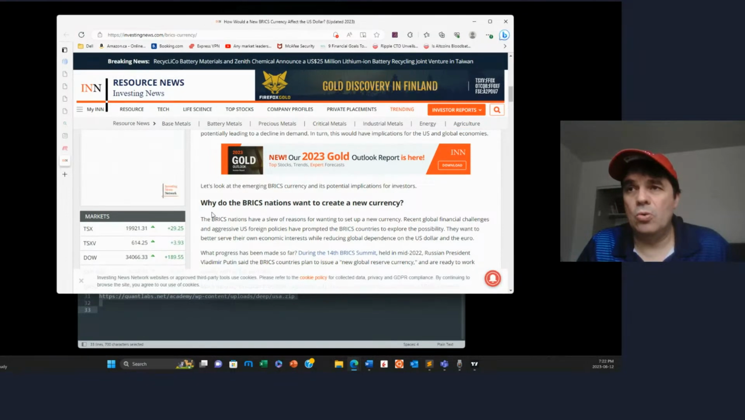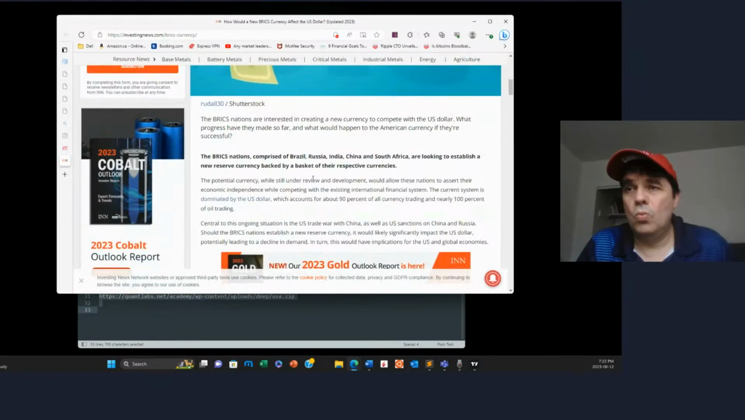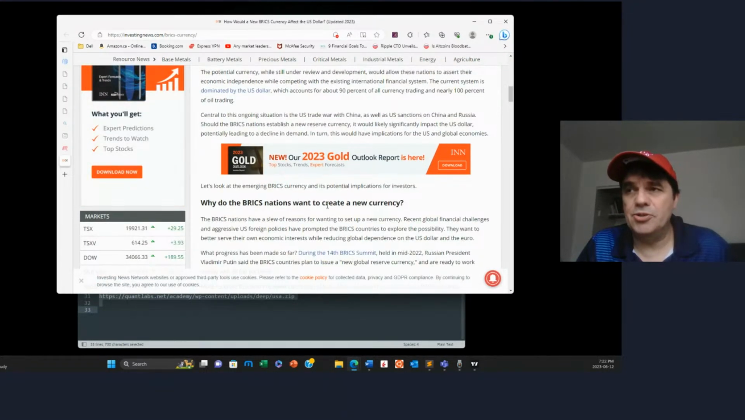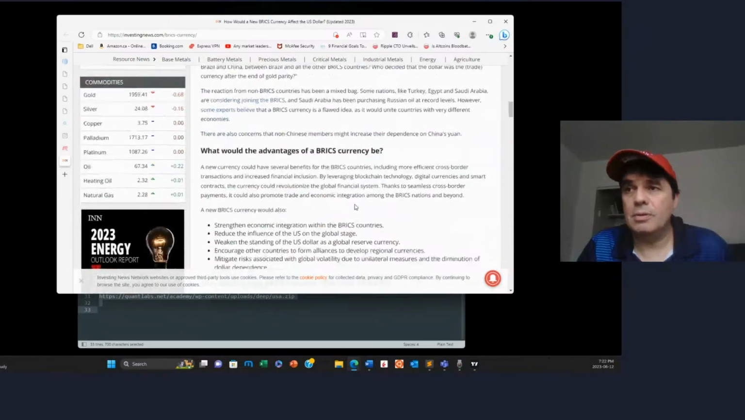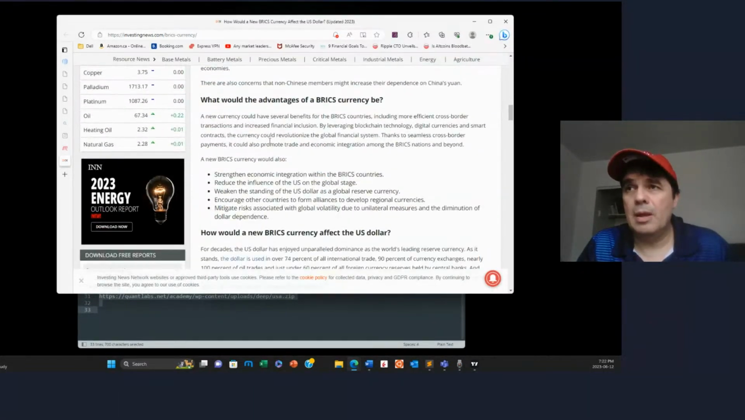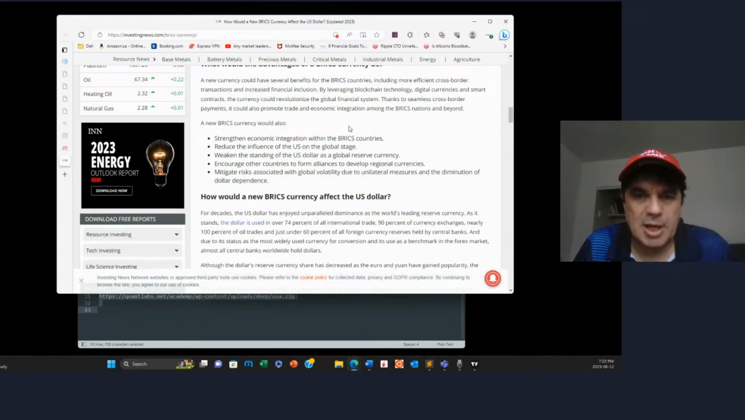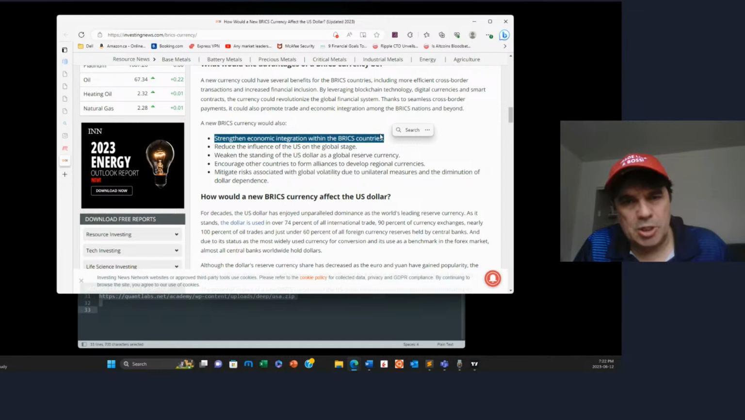So why do the BRIC nations want to create a new currency? Okay, and what are the advantages of the BRICS currency will be? Because they're still defining what the new BRICS currency will be. Most likely China's. Okay, I mean it's really China driving this. Strengthen economic integration within the BRIC countries, so they trade among themselves and not among the US or the West. This is the other big one.